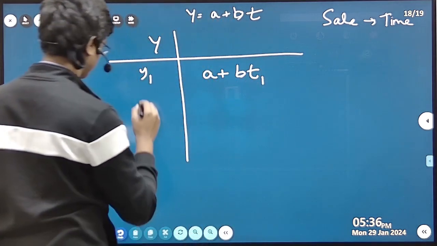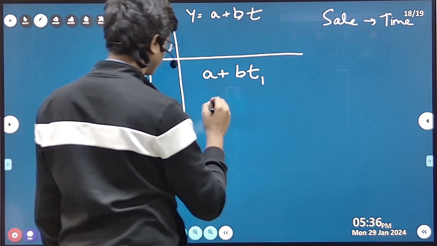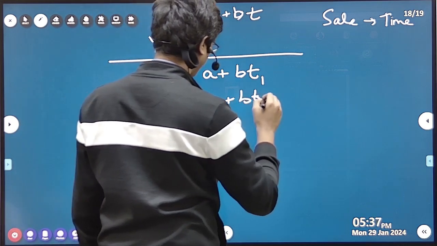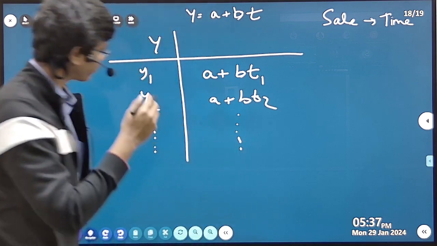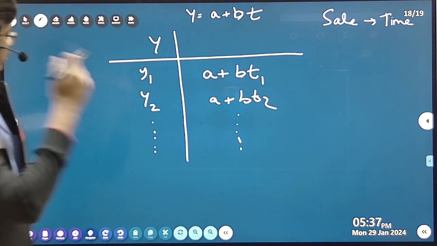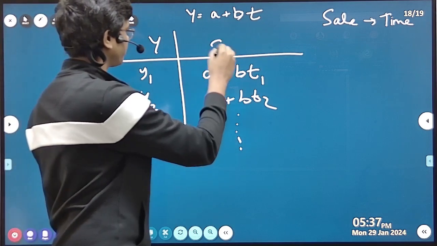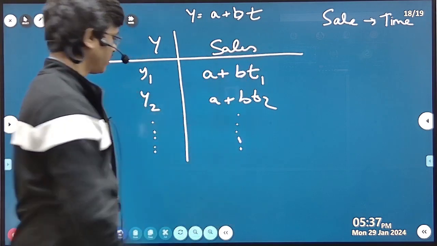So this will be t1, okay? y2 equal to a plus b t2. So you will have so on. This will be the data. For different values of y, based on the time, you will have your sales. So we can say this is the sales in our example, right?